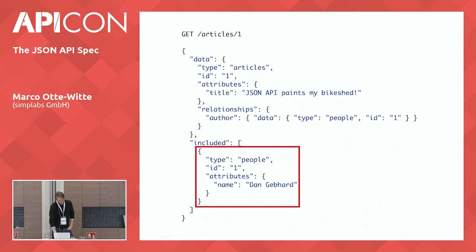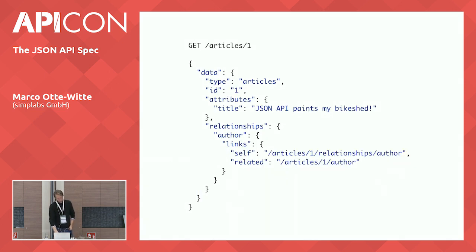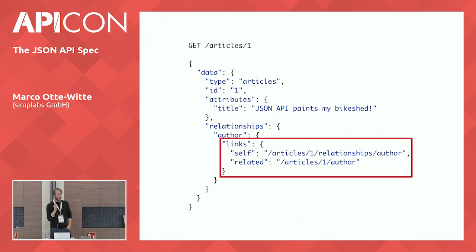An alternative way of supporting relations is using hypermedia, where you don't specify what the relation's content is, but where the relation lives and where you can get the content. So here you see that for the author relation, there's no data, but a links object, and that contains links to get information on that relationship, kind of.